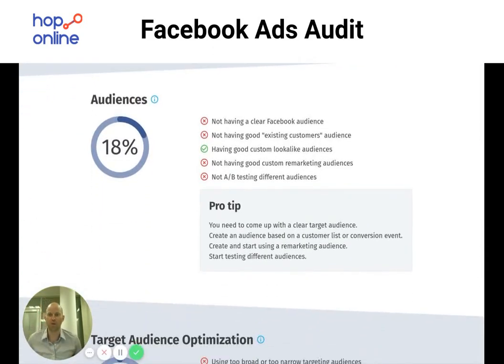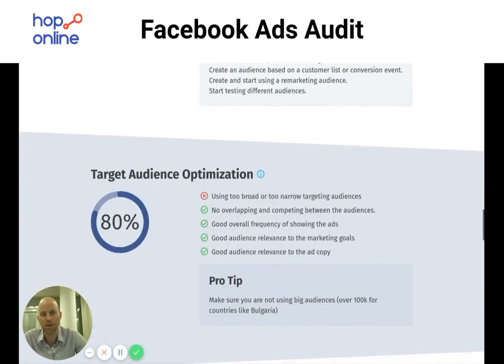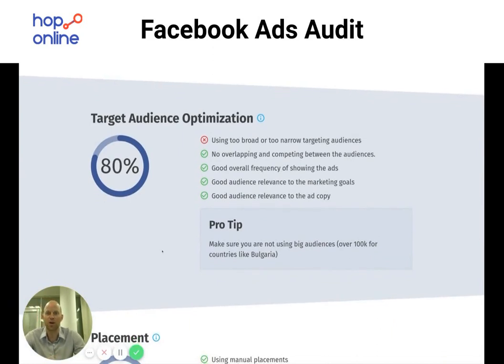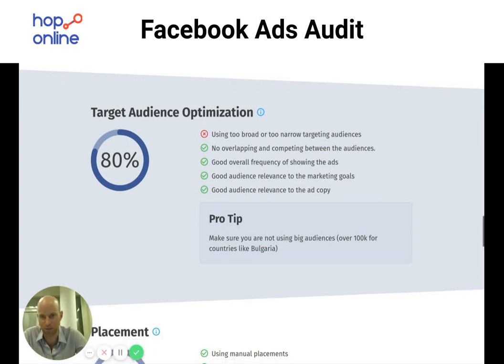Audiences are very, very important as well. The way that you structure and build audiences and the way that you target those audiences has a lot to do with your success on Facebook. So we also look at the target audience optimization. We want to make sure that there are no overlaps between audiences, that we're not targeting audiences either too narrowly or too broadly. These are just some examples.